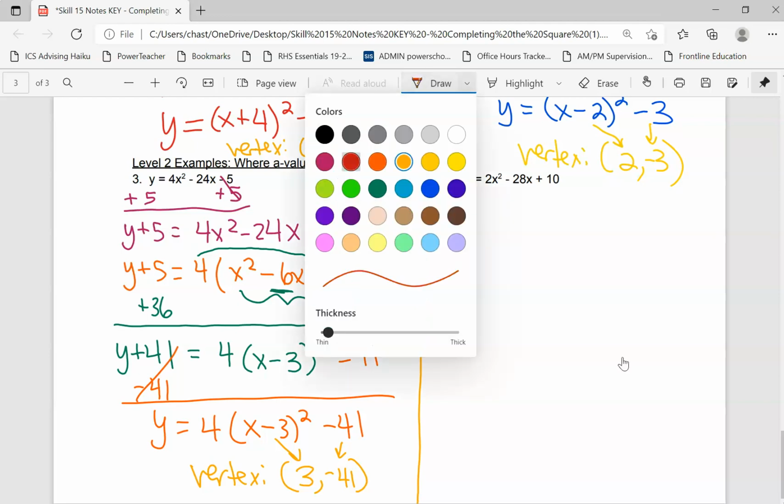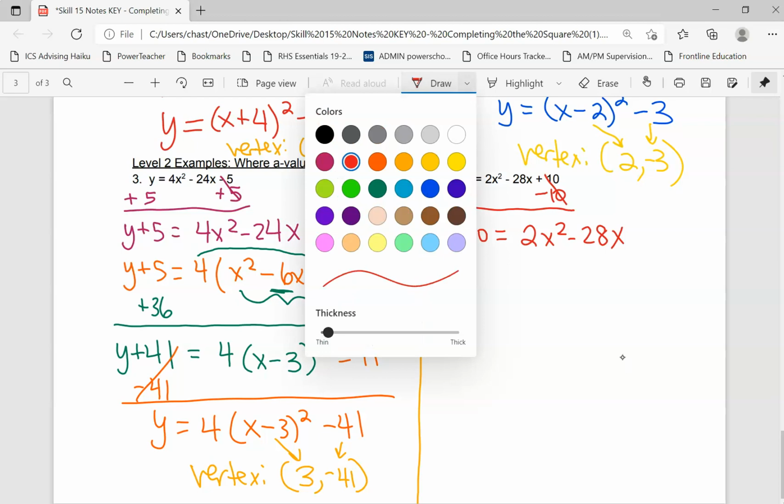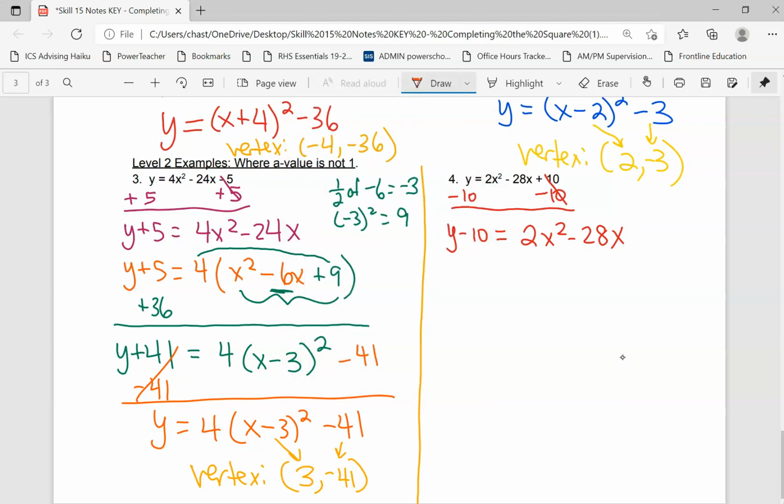One more example, and then that'll be all I do in the video here. So this one, I need to move that 10 over to the other side. And I get y minus 10 equals 2x squared minus 28x. Now we are required to factor out that 2, so I'm going to have y minus 10 equals 2, parentheses, x squared minus 14x.